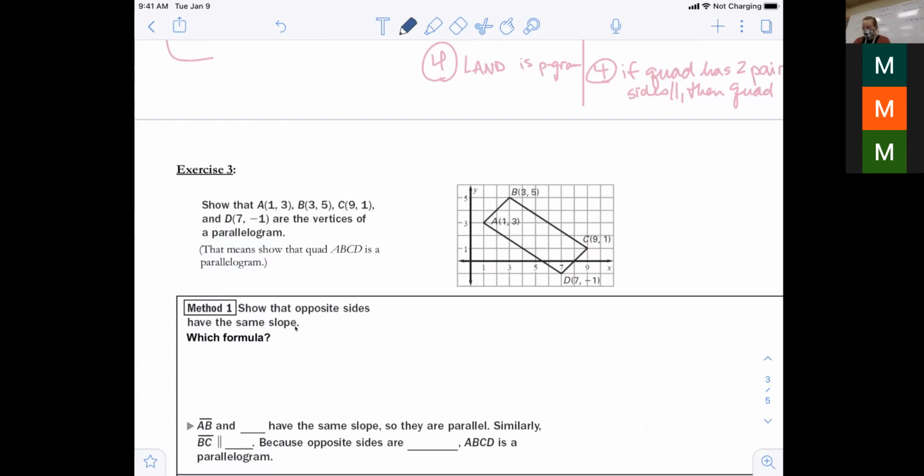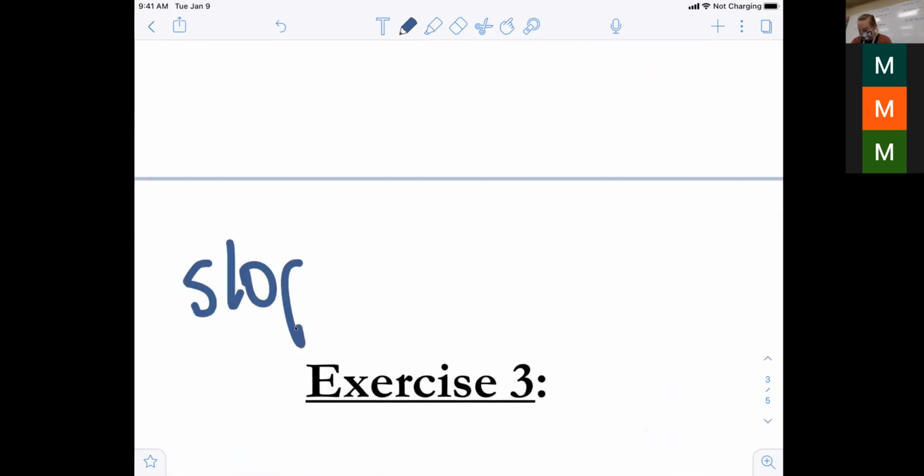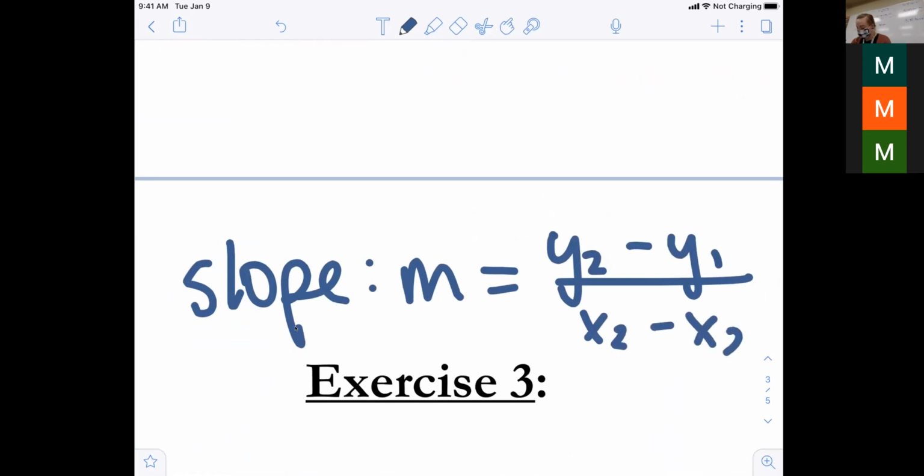Who can remind me what the slope formula is? That's slope-intercept form. Give me how to find the actual slope. I'm so proud of you, but I want to know the actual slope, m equals. Flip it. Y's over x, rise over run, y2 minus y1 over x2 minus x1.